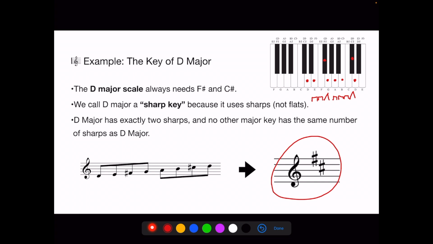So if we're in the key of A flat major, or previously E flat major, we'll usually call it, oh, that's a flat key. Okay, just a way that musicians like to use to refer to keys. So D major has exactly 2 sharps, and no other major key has the same number of sharps as D major. And that's true for every single key. You would never see 2 keys sharing the same number of sharps or flats.